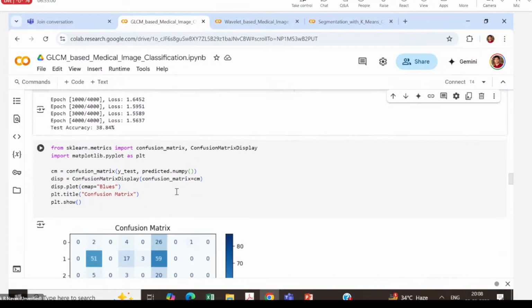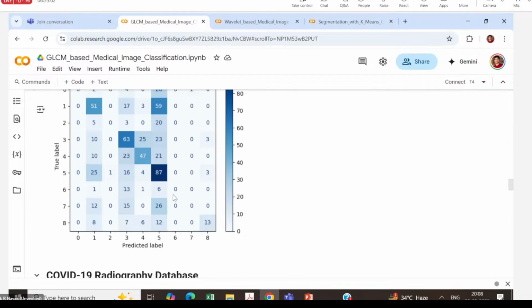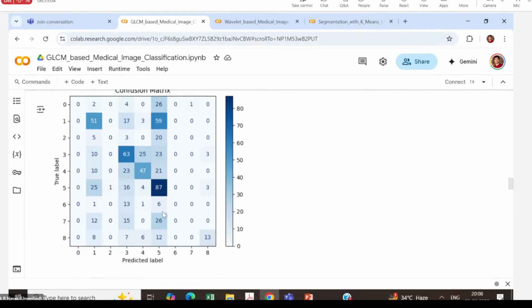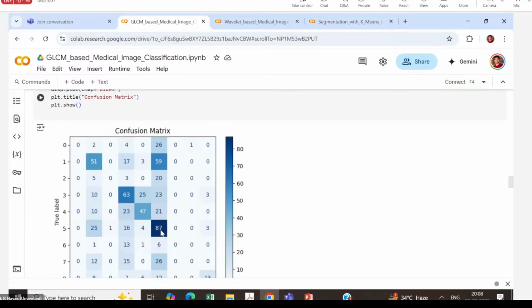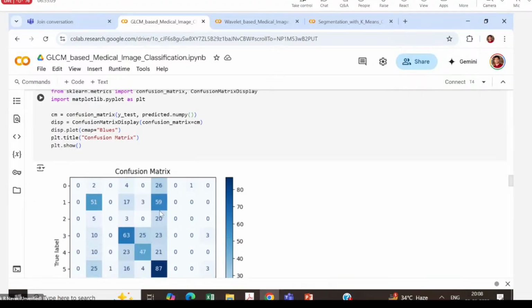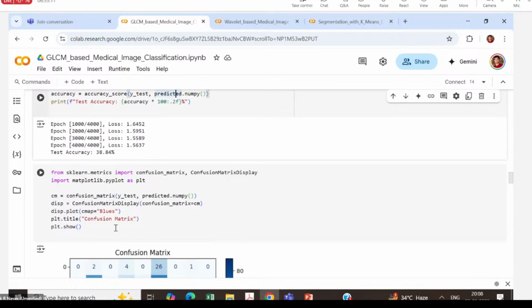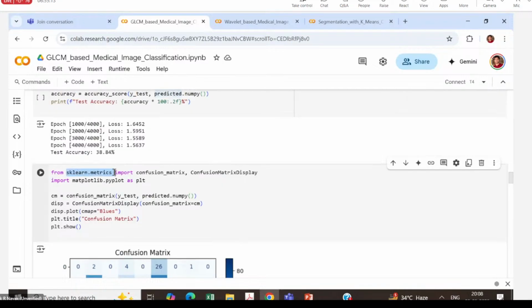Maybe because the data is hugely imbalanced, and class 5 has more samples, most of the time the model is biased towards this class. And how do you get this? Again, you have to load the sklearn package to get the confusion matrix.